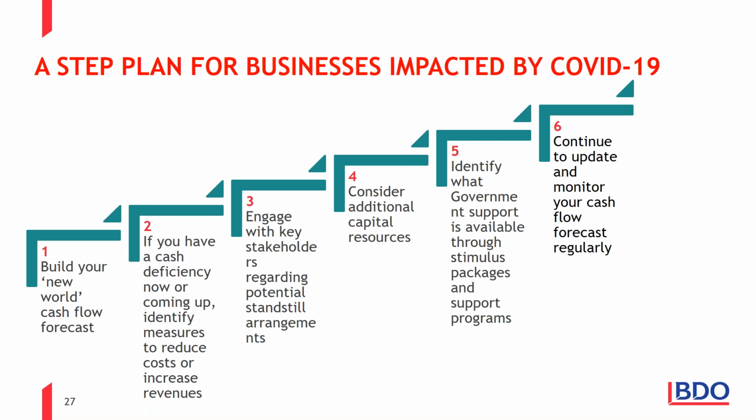Step 6, continue to update and monitor your cash flow forecast regularly. This is imperative in establishing where your business stands at any point in time. Understanding now that you will likely have a cash deficiency in 8 weeks' time gives you the opportunity to take action in advance to address the deficiency. That is surely better than not realising you have a cash flow problem until it happens.